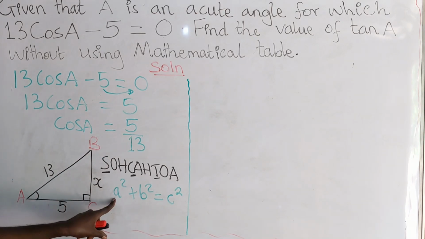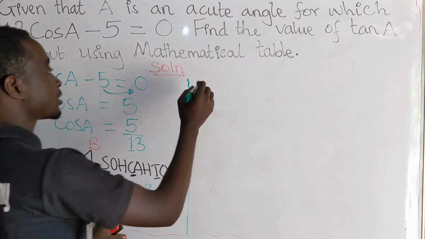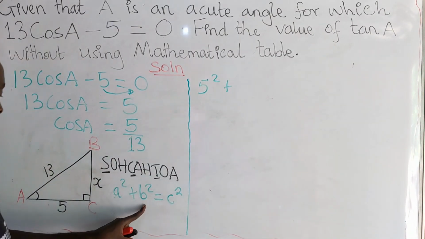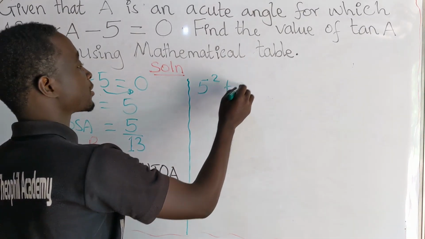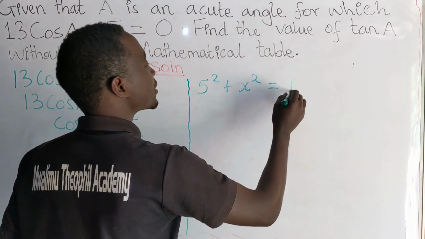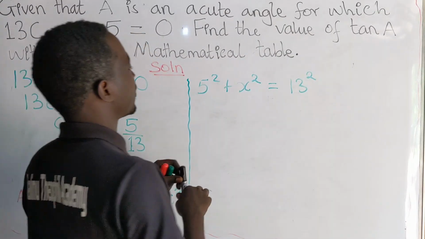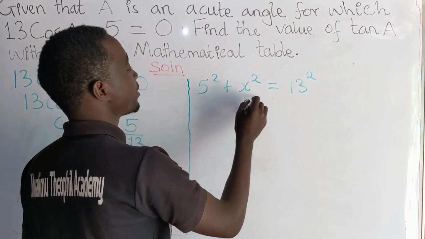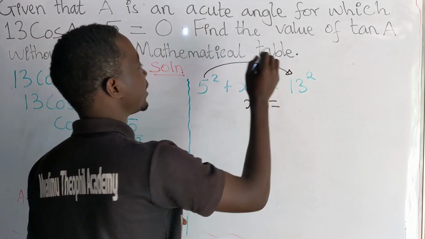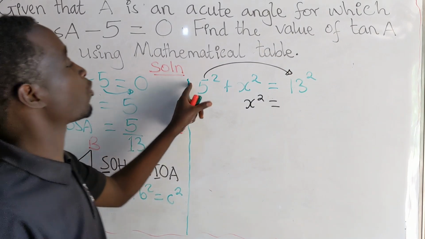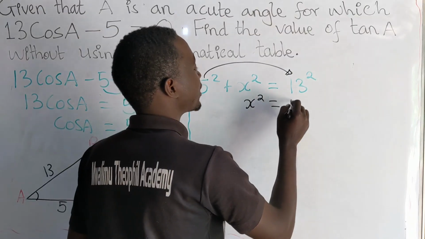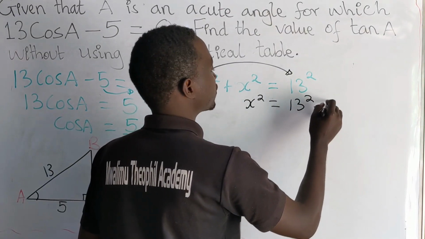So here it means our a can be taken as 5. It means that 5 square plus our b here will be this x. x square is equal to c square, which is hypotenuse square, which is 13 square. After that, to get this x square will be equal to this 5 square is taken to the right hand side, and here is positive, so it means that when it relates to the right hand side, it is subtracted. Now we are going to have 13 square minus 5 square.